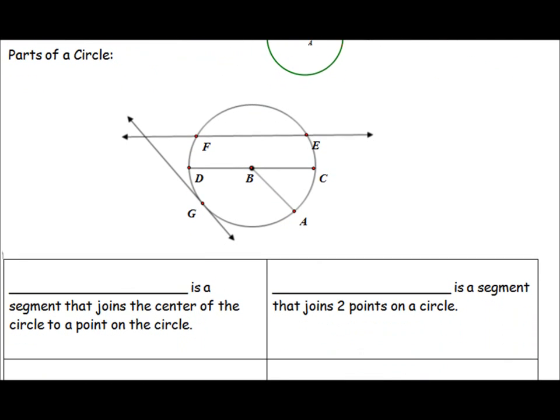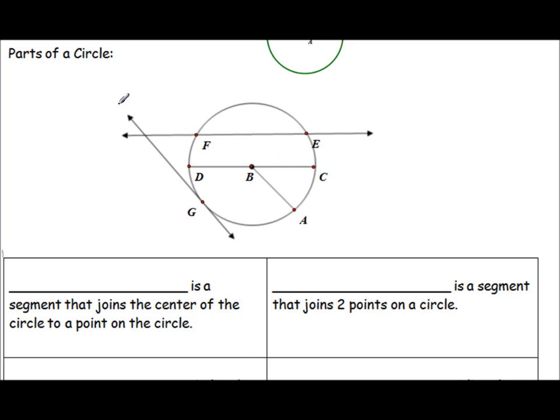There are a lot of different vocabulary words that come with the parts of a circle. The first one is a segment that joins the center of the circle to a point on the circle. So segment AB, center of the circle to a point on the circle, is called the radius.